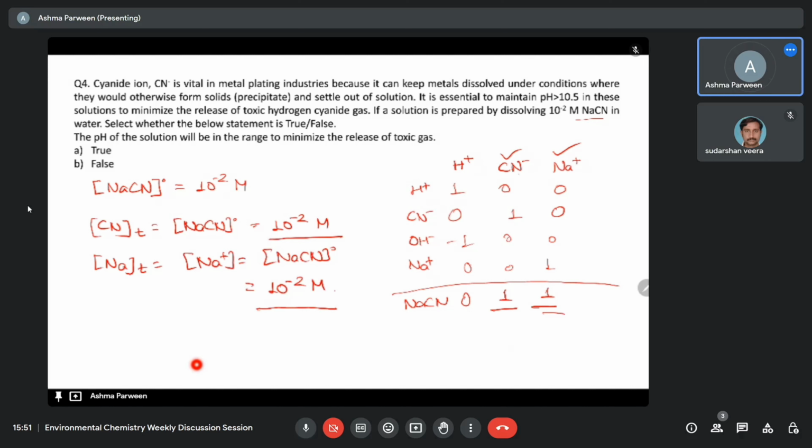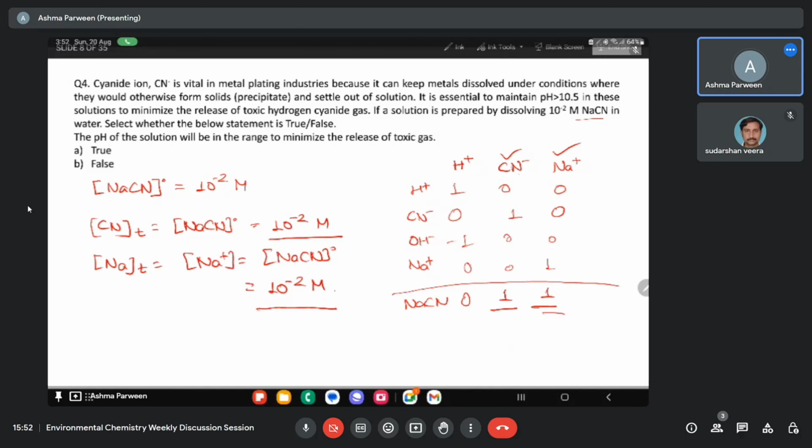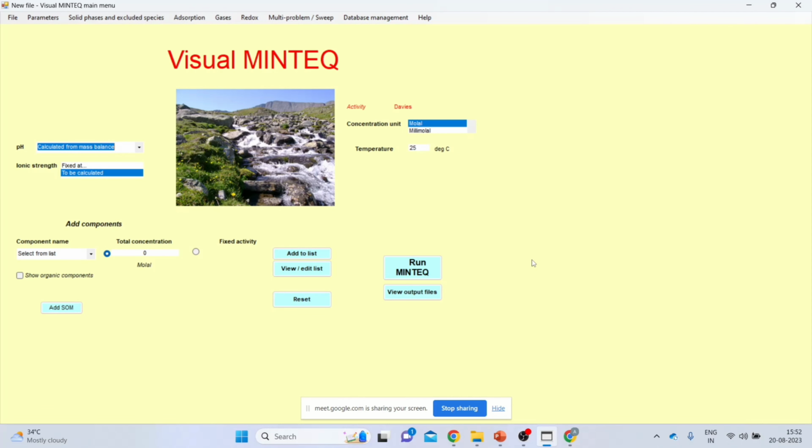Let's see. So I will stop sharing here and I will open the Visual MINTEQ software. We can see the first page which opens. We have pH, we have ionic strength, we can add the component name here, and input the total concentration of each component. Then we have different units for concentration. We have temperature, we usually do it at room temperature, so temperature here will be 25 degrees centigrade. Then we have to run MINTEQ and see the result.